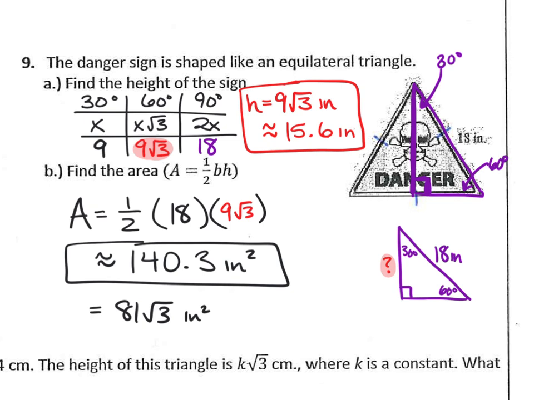Us in real life, if we're actually measuring the sign and somebody answered to you 81 square root of 3 inches, you'd be like, I don't care. Give me an actual number. And then they say, oh, 140.3 inches squared. You'd be like, okay, that makes sense. So just make sure you communicate answers properly depending on what was asked of you.